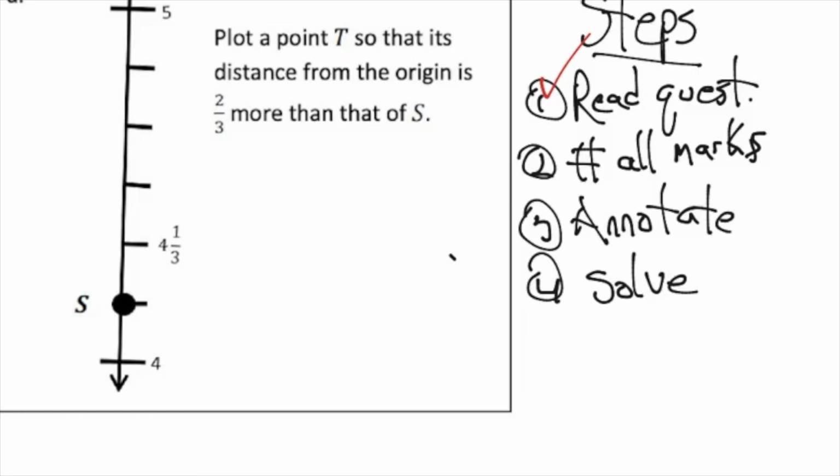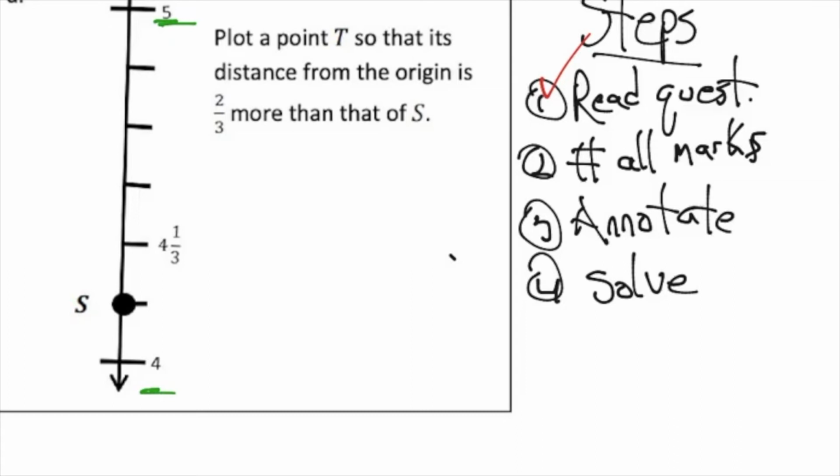Number all the marks. Here I see 4, and then here's 5. So I know that everything in between is going to add up to a whole, right? Because a whole is what separates 4 to 5. How many marks are there between 4 and 5? Let's count. 1, 2, 3, 4, 5, 6. So these are divided into sixths.